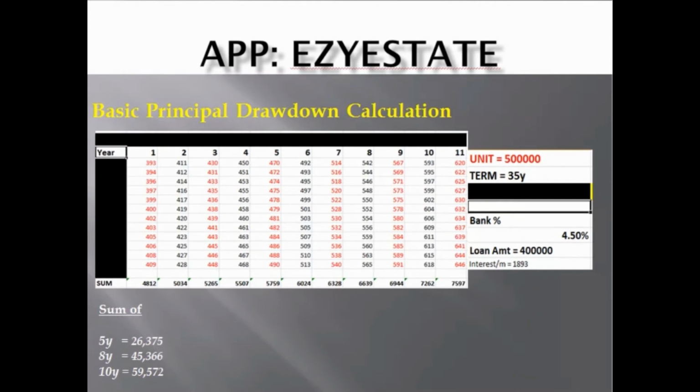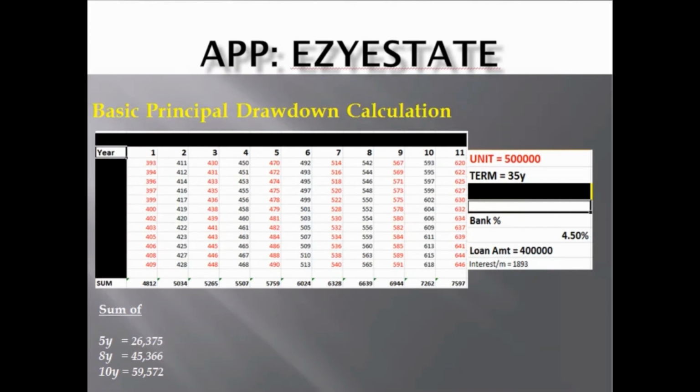So let's say the sum of 5 years, as you can see down there, is 26,375. And the sum of 8 years is 45,366, and 10 years is almost 60K, right? So you can see the sum of each year increasing every year. What does this mean? It simply means that your principal, which you're paying off, increases every year slightly. The rest of it is all going as interest to the bank.